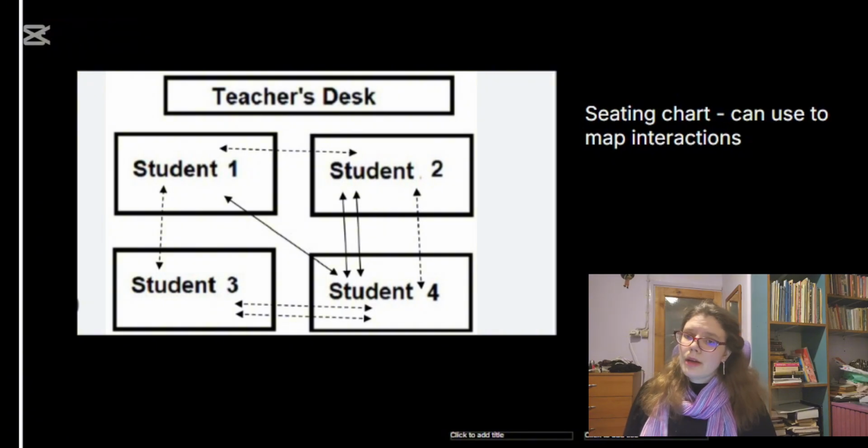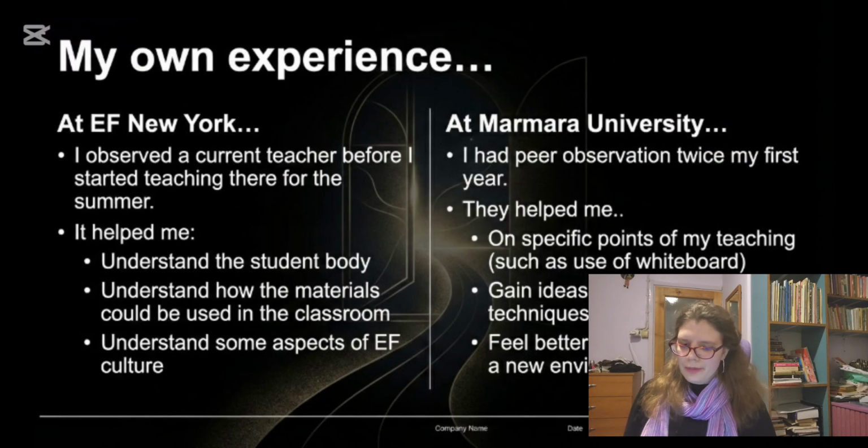In addition to the number of interactions, things like negative interactions or positive interactions could also be marked on this seating chart, especially if there were significant classroom issues, culture at play. Now, I want to tell you more about my personal experience with observation.